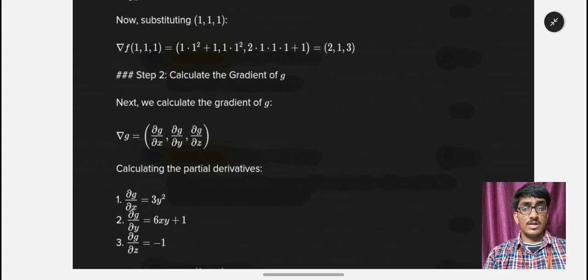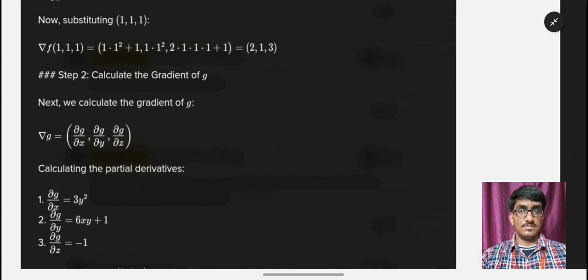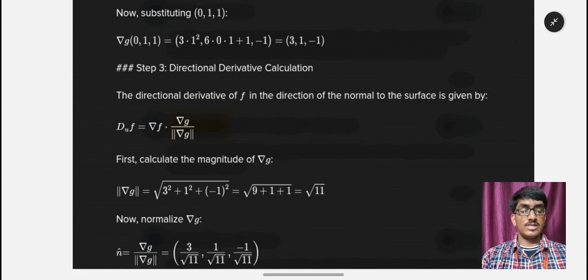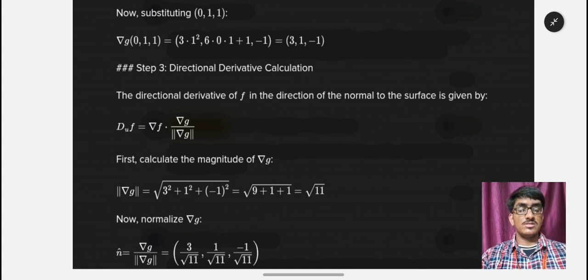With respect to x, we get 3y squared. With respect to y, we get 6xy plus 1. With respect to z, we get minus 1. After getting the values, we have to substitute the given point 0, 1, 1 in del g, the same as we did in del f. Del g of 0, 1, 1, we get 3 into 1 squared, 6 into 0 into 1 plus 1, minus 1. By substituting these values in del g, we get 3, 1, minus 1.